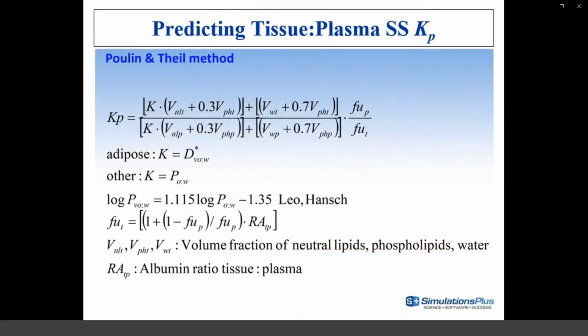Next is prediction of tissue partition coefficients. So the Poulin Theil method and others involve use of octanol water partition coefficients, FUP in plasma, volume fraction of lipids, phospholipids in albumin, and provides a way of prediction of KP values.